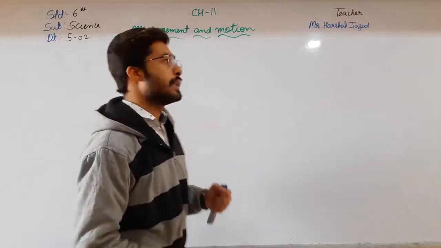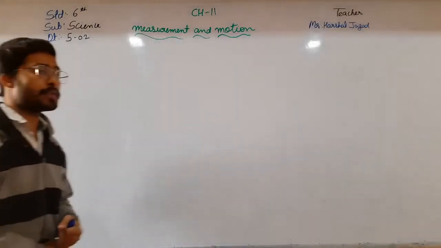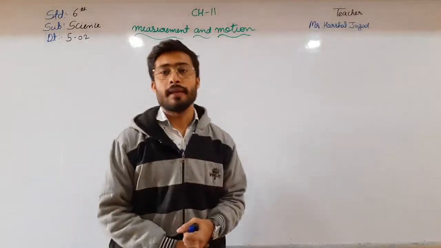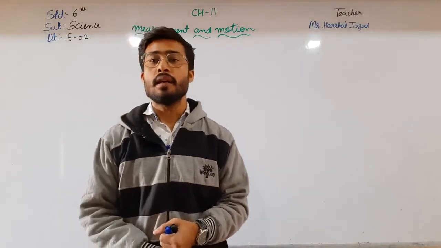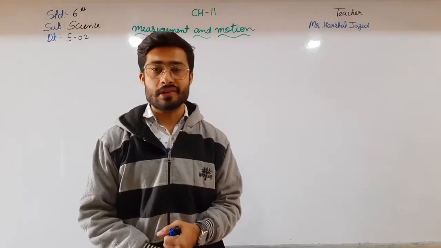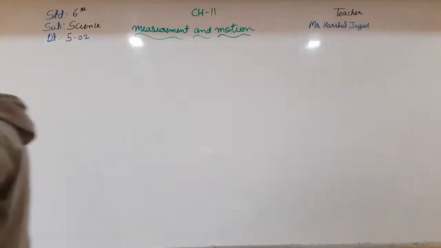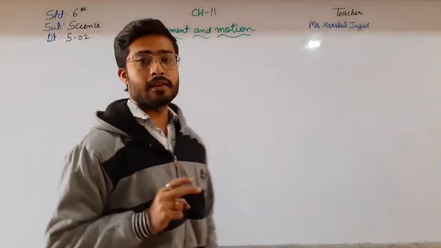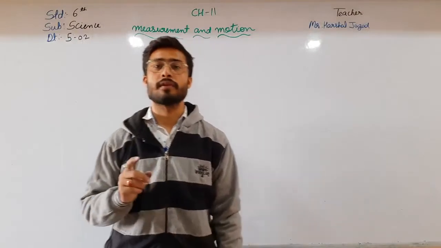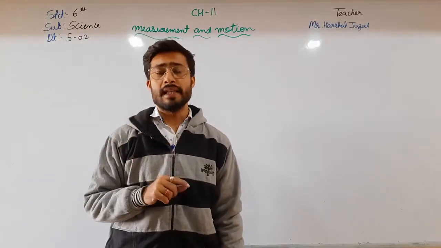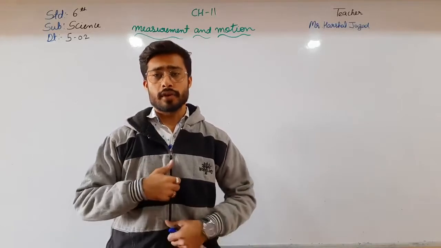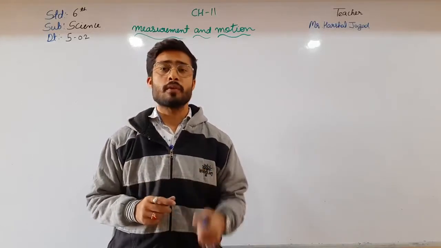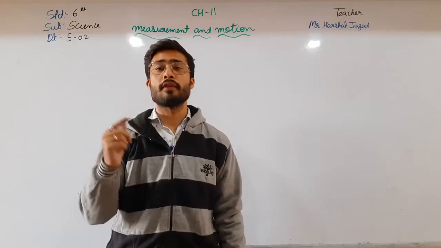In the previous video we went through chapter number 11, measurements and motions. In that we have seen the translation motion and the rotational motion. Now two motions, periodic motion and non-periodic motion, are remaining. First of all let us revise the translation motion. Translation motion is divided into two parts: rectilinear and curvilinear motions. And then we have seen the rotational motion, which revolves on its own axis.